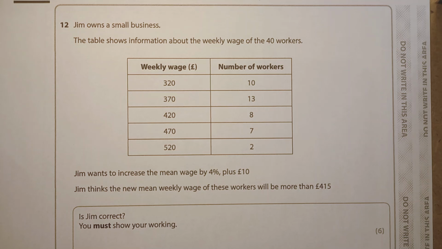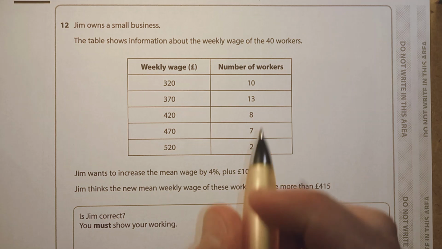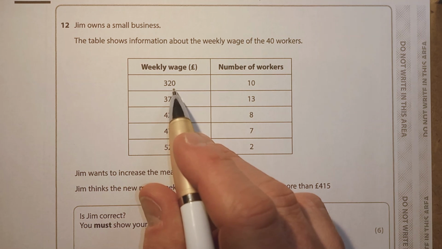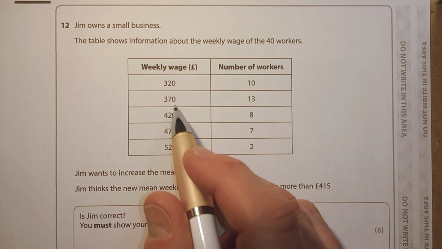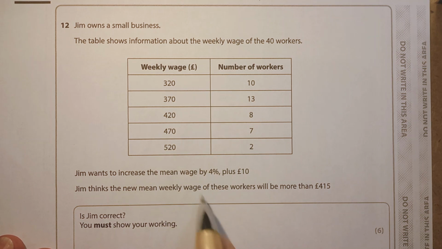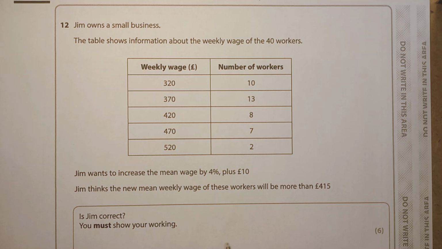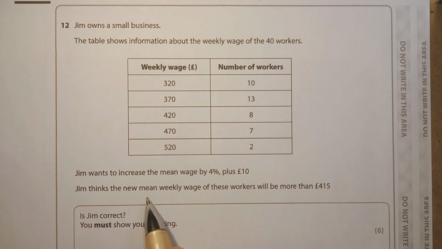And finally, question 12. Jim owns a small business. The table shows information about the weekly wage of the 40 workers. So 10 workers receive £320 a week, 13 workers receive £370 a week, and so on. Jim wants to increase the mean wage by 4% plus £10. Jim thinks the new mean weekly wage of these workers will be more than £415. Is Jim correct? So we're going to work it out.